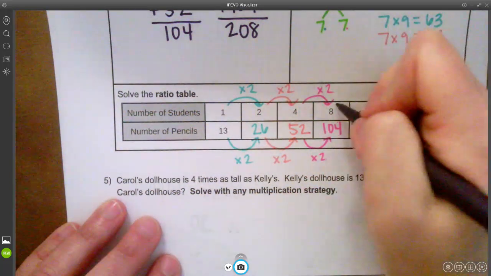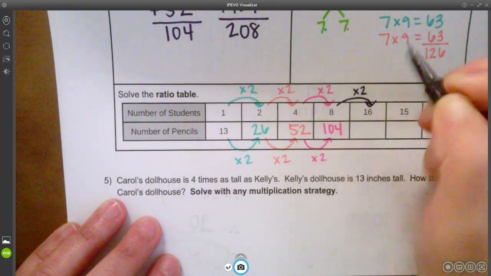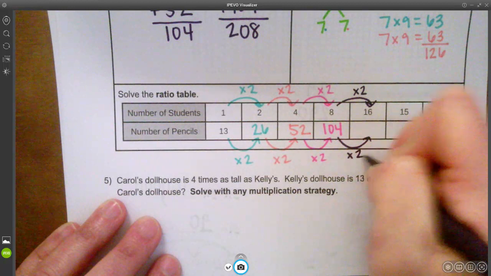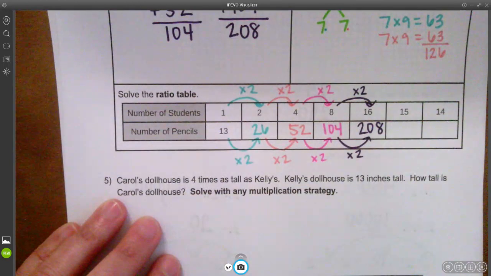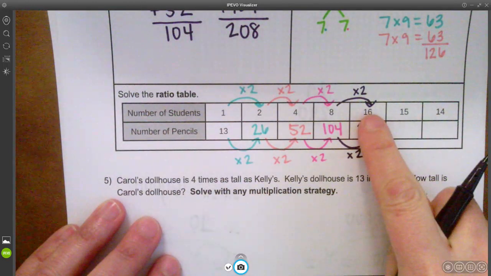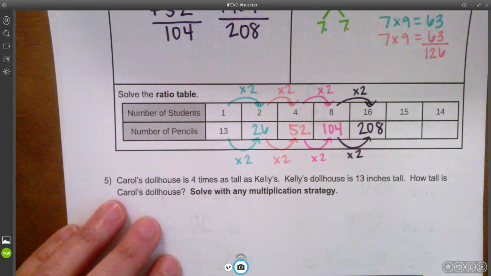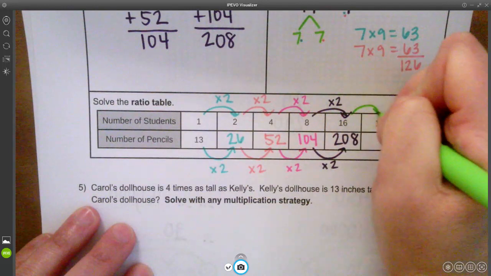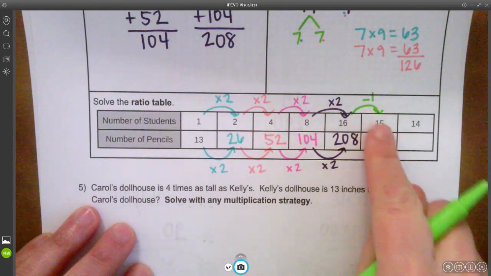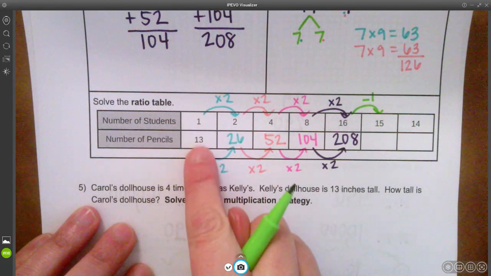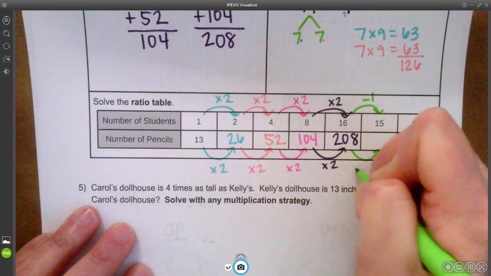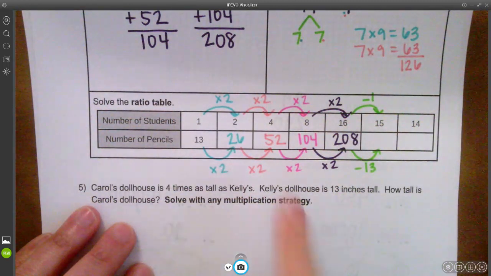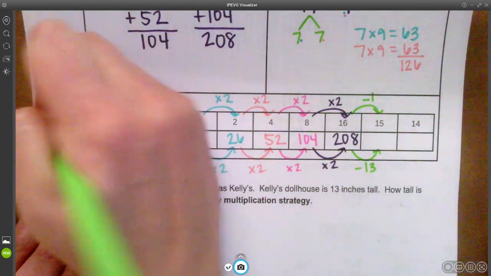Okay, I'm going to double one more time because look, if you double 8, you get 16. So if I double the number of students, I'm going to double the number of pencils. So that'd be 208. Now notice that instead of 16, now it's down to 15. So they subtracted one student. And if you take away one student, remember how one student is 13 pencils? So if you take away one student, you've got to take away 13 pencils. So I need to do 208 minus 13.